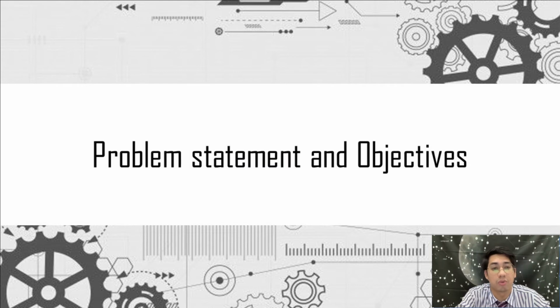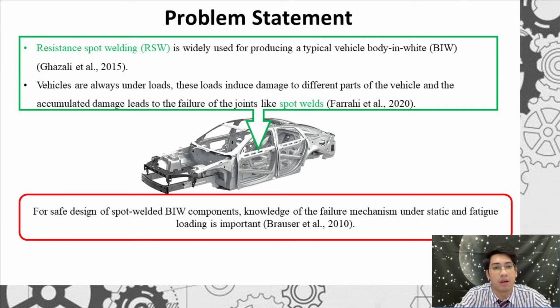As we go into the problem statement and objective, resistance spot weld is used in fabricating a car body in white, which is the mainframe of a car. As you can see over there, the body in white acts as a load bearer of the car. As a car is always under loads, plus the road conditions, these loads can cause a failure of the spot welded joint at the body in white. So it is very important to study the failure behaviour of spot welded joints in body in white components.